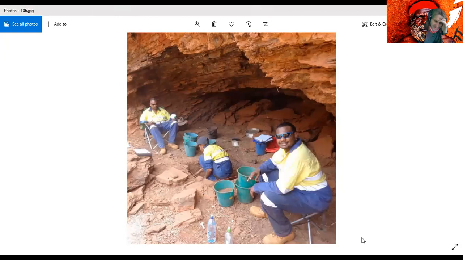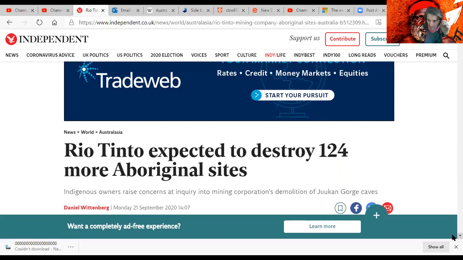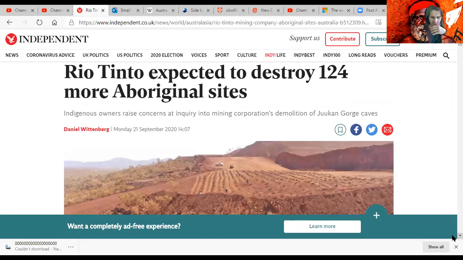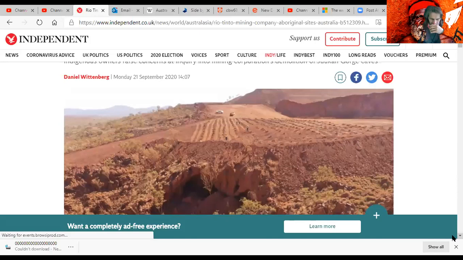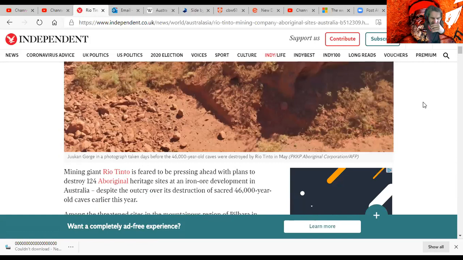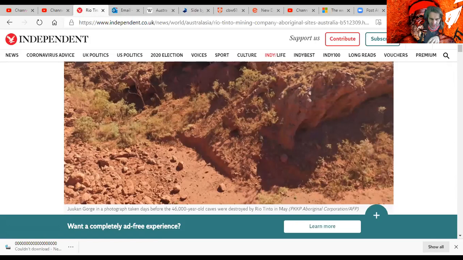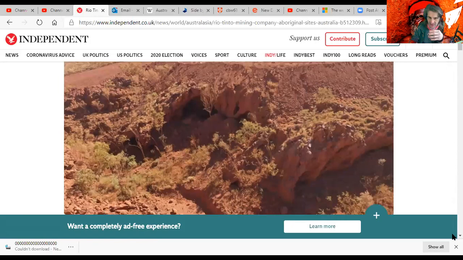Rio Tinto expected to destroy 124 more Aboriginal sites. Indigenous owners raise concerns at inquiry into mining corporation's demolition of Juukan Gorge caves. So there is Juukan Gorge in a photograph taken days before the 46,000-year-old caves were destroyed by Rio Tinto in May. So look at the state of it days before. What it must have looked like when it was blown up is another story altogether.